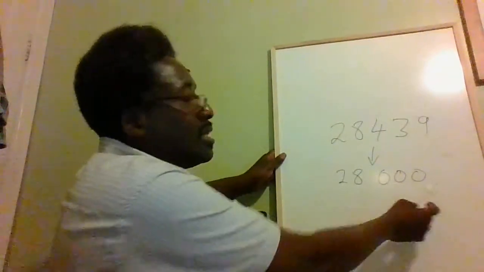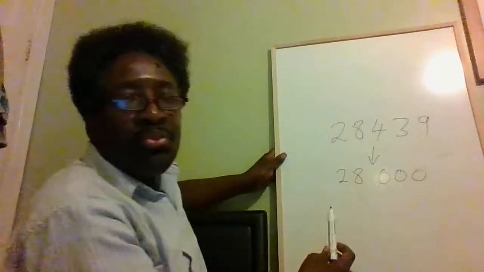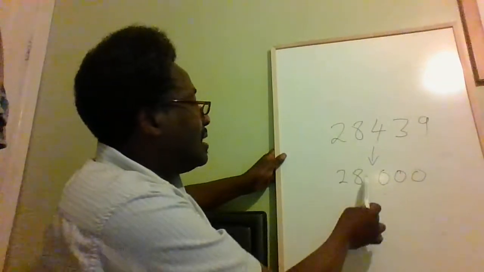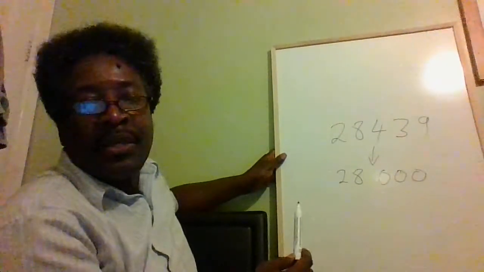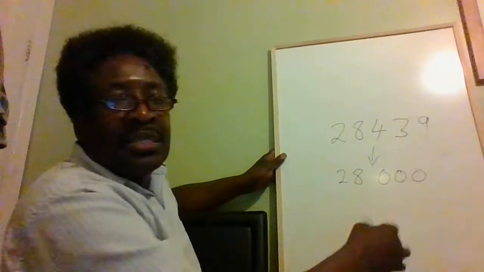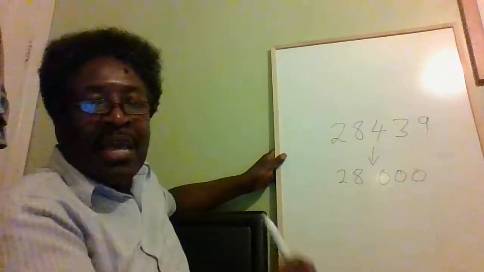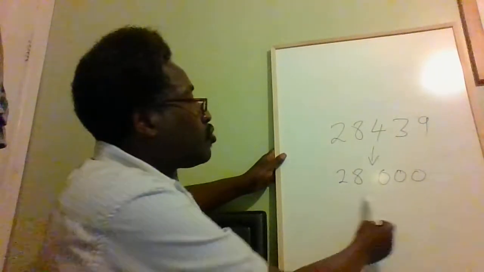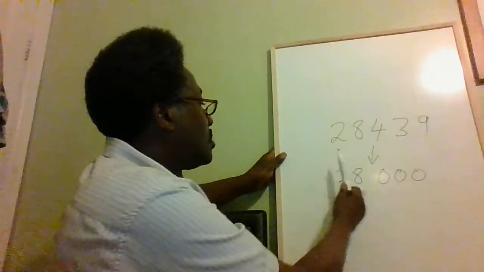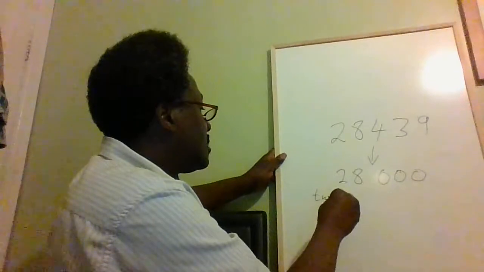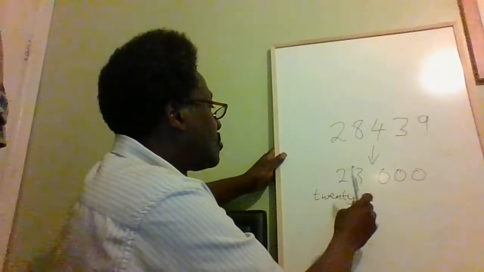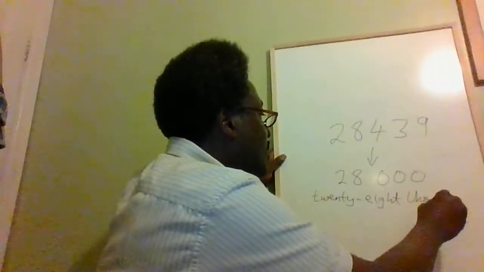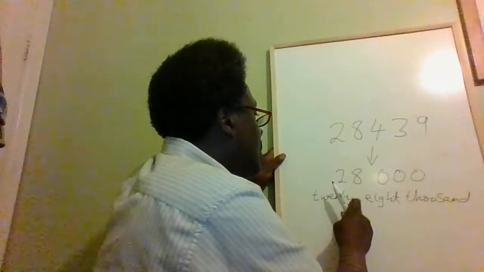So you now say this in words. It's easy to say this in words. Remember, 1,000 has 3 zeros. So this clearly is 28,000. This number here represents 1,000 28 times. 28 times 1,000. 28 lots of 1,000. So this is 28,000. So we say 28,000, comma.